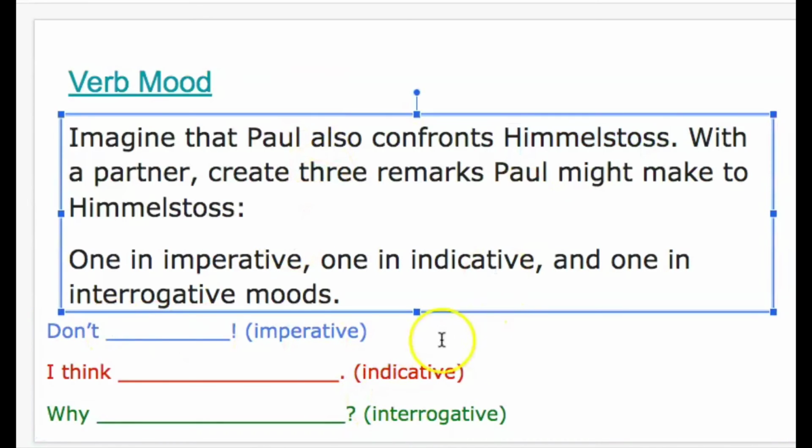So for our imperative mood, it says don't. That means you're trying to tell someone something. Indicative means I think. You're basically giving a statement. And interrogative means you're asking a question. Why?